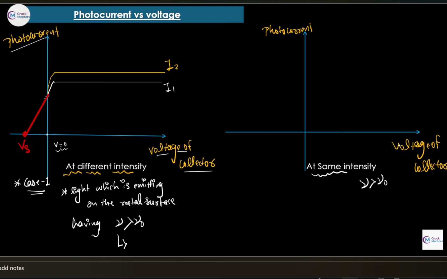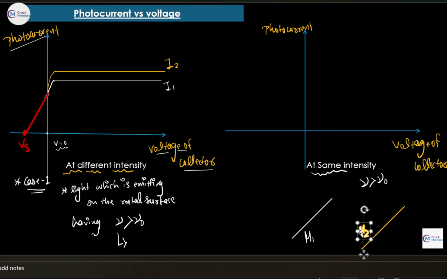Okay, now we have the photocurrent versus voltage of collector graph at the same intensity. Same intensity means I'm assuming this is metal surface 1 and this is metal surface 2. Just give me some time. Let's suppose this is metal surface 2. Just give me some time to adjust it. Okay, now it is perfect.